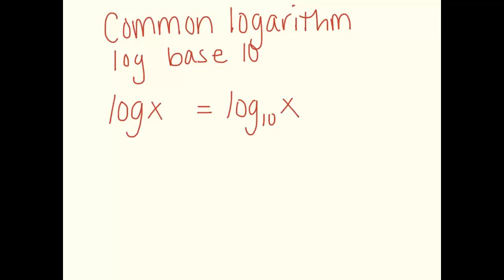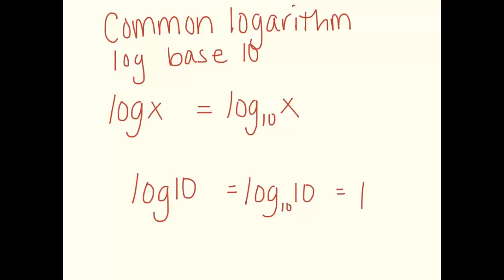Just like with square roots, the square root was so common we never wrote in the 2 as the index. Same kind of idea here. Base 10 is so common we don't write in the 10. So you need to know that log x is the same as log base 10 of x. So if I asked you, evaluate log 10, you would ask yourself, I know that that's log base 10 of 10 really, because the base wasn't written in. 10 to the what is 10, and that's 1.